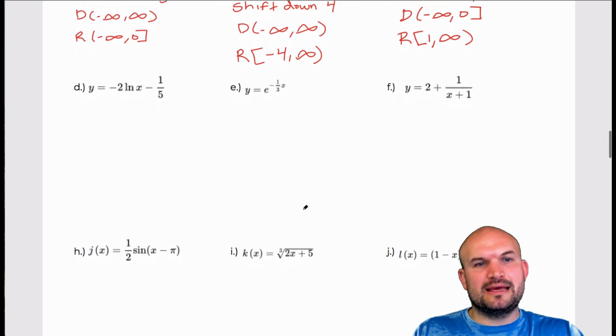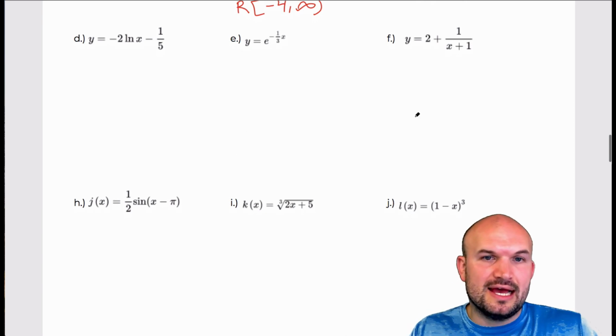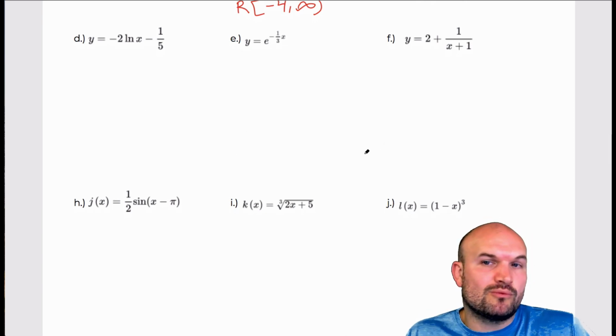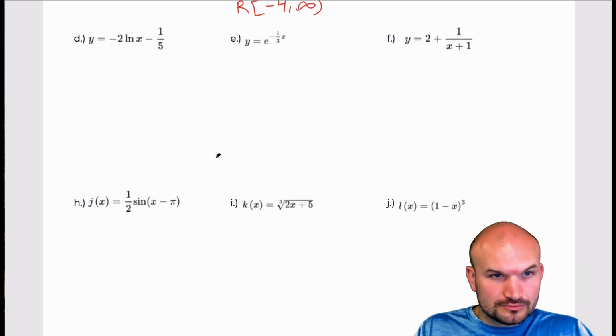All right, so now I'm not going to label everything. I am just going to start talking about each of my shifts, and then again, we're just going to do a rough sketch. You can see some of these are not very fun to sketch, but again, we're just getting the idea exactly of what's happening.